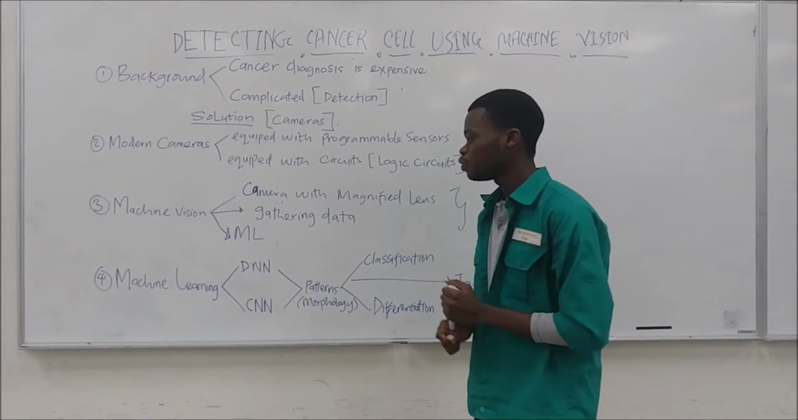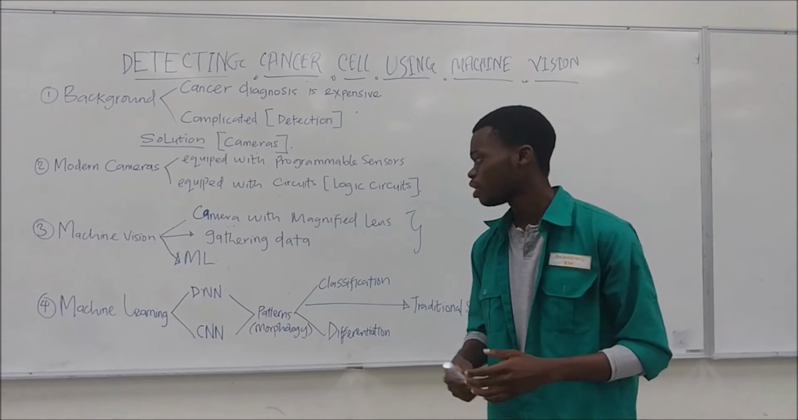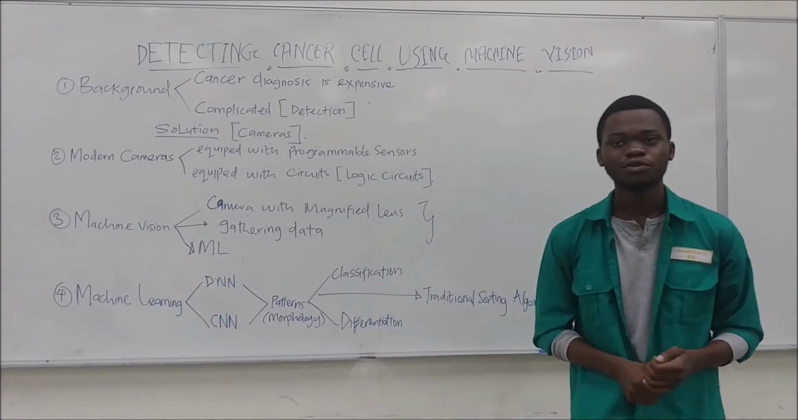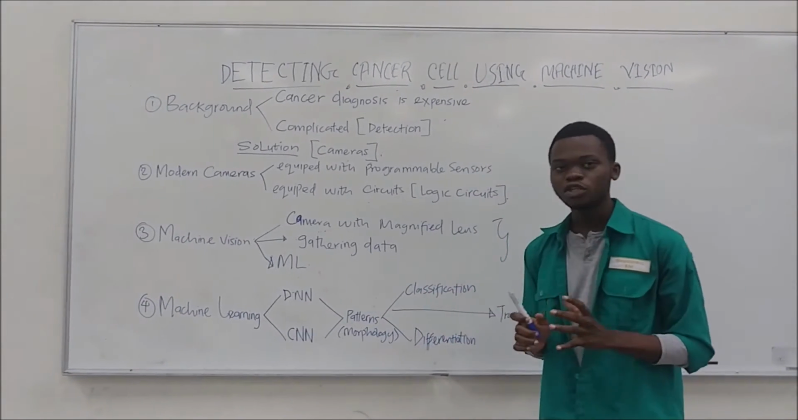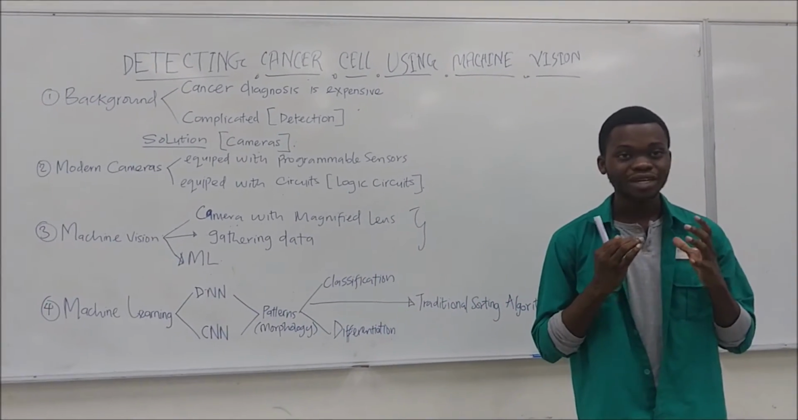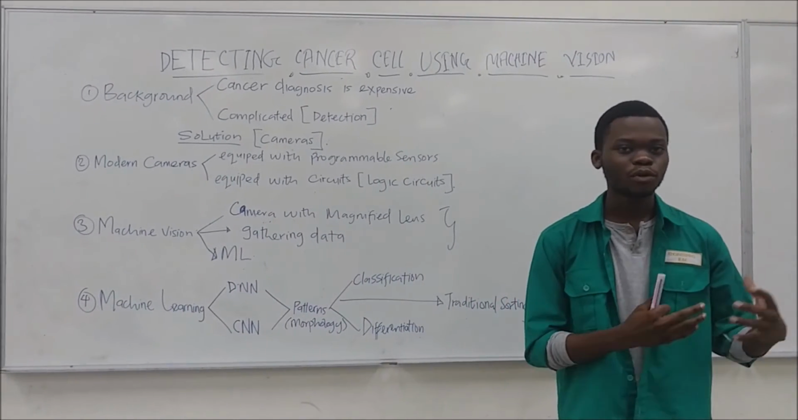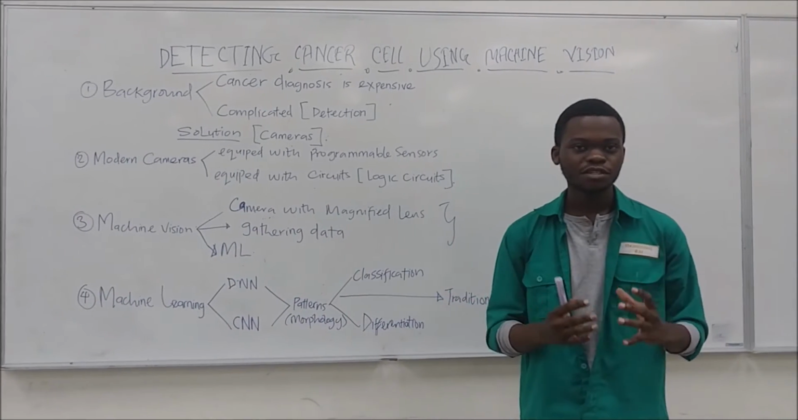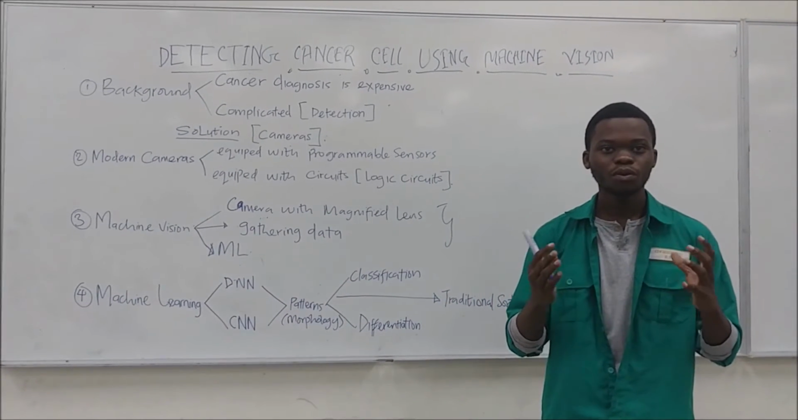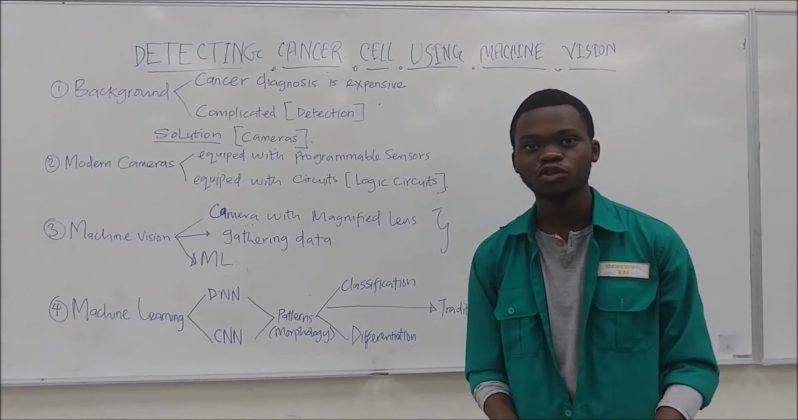How does machine learning do the work? It uses a lot of different methods like artificial neural network, deep neural network, or convolutional neural network. But the most commonly used is a deep neural network. How does it work? It uses the patterns that are recognizable in this cancer cell. For example, there are different kinds of cells in the body. You have the red blood cell, the white blood cell, and other kinds of cells. So it's very easy for a camera without machine learning or machine vision to conflate these cells together and just see them as one.